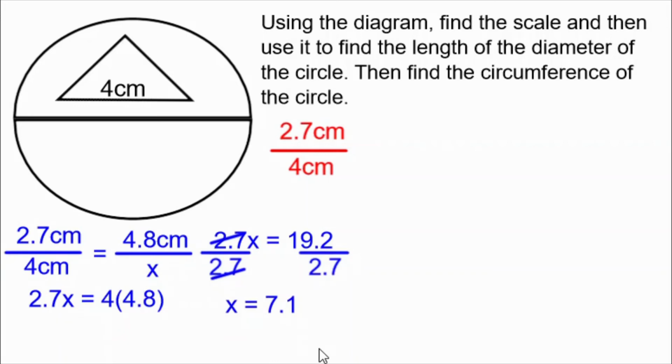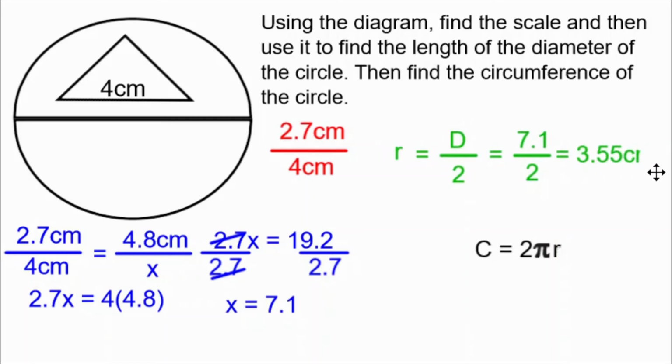But I don't need the diameter in the circumference of a circle formula. I need the radius. So first, I have to do the radius and diameter formula. Radius is equal to diameter divided by 2, which in this case is 7.1 divided by 2, and that gives me a radius of 3.55 centimeters. That's the value I need to plug into this formula.